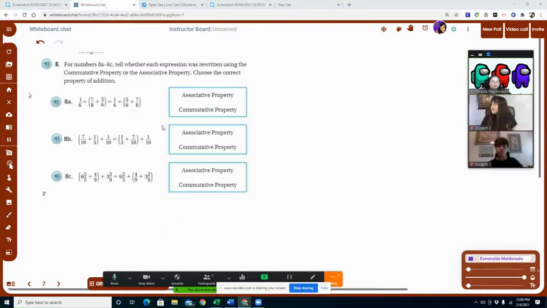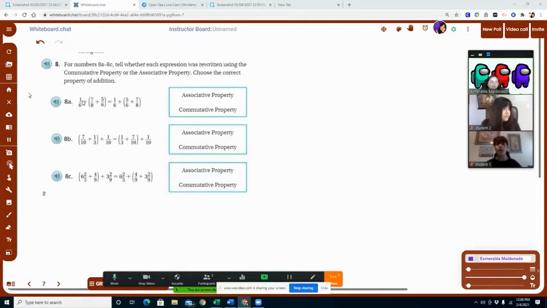Okay, so here we have number 8. Go ahead and read it for me. For numbers 8A and 8C tell whether each expression was rewritten using the commutative property or the associative property. Choose the correct property of addition. Excellent. So remember, the associative property changes the grouping. The commutative property changes the order. So remember, we did those hand signals. Associative property changes the grouping, and the commutative property changes the order.